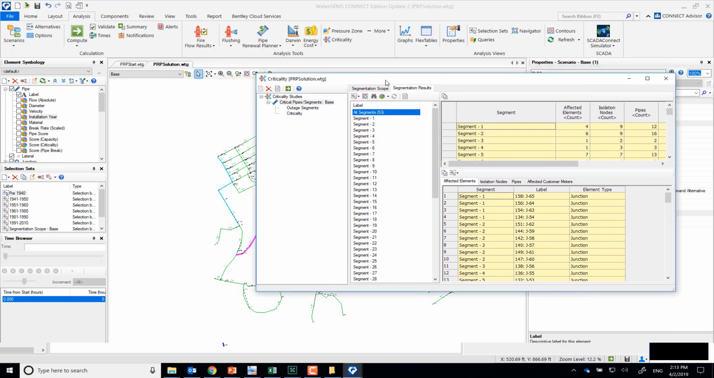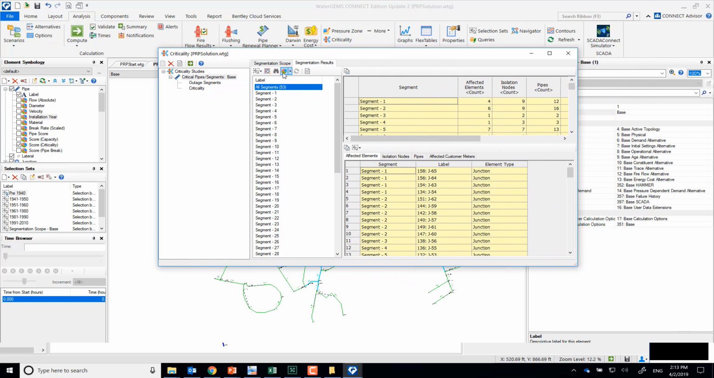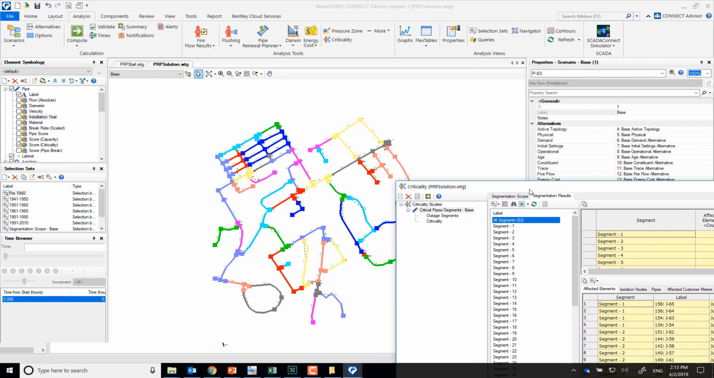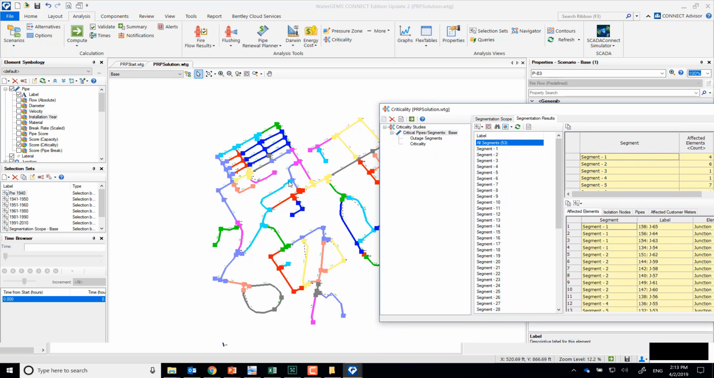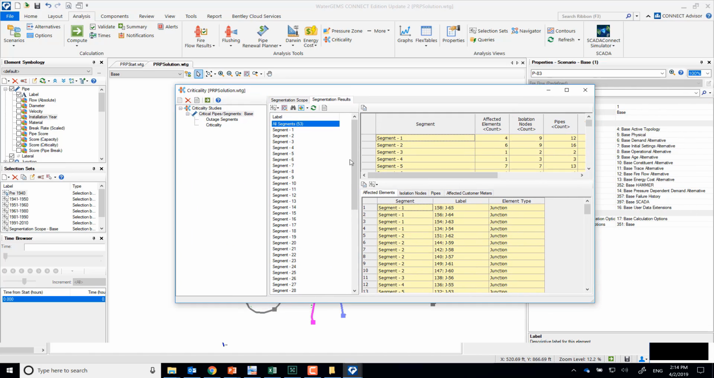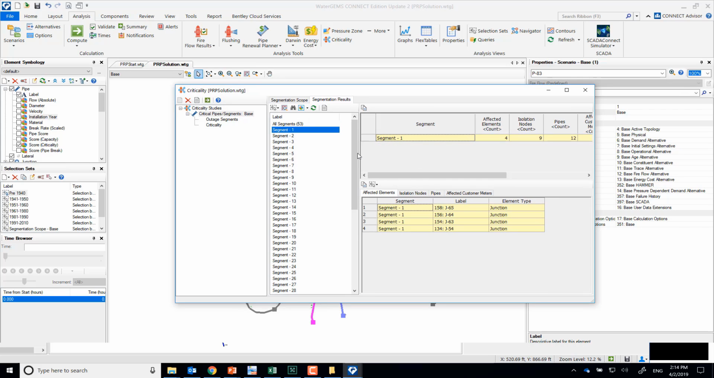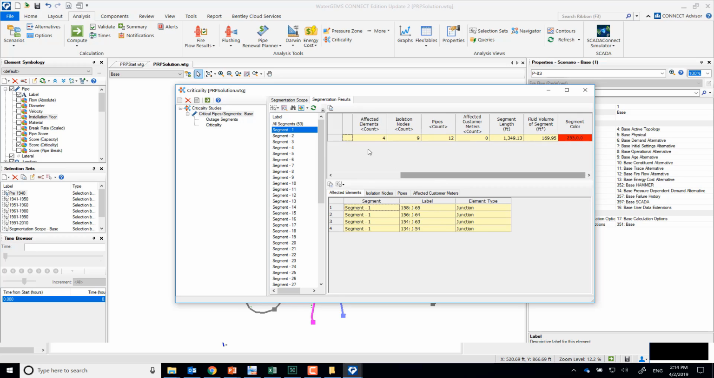So we said there was, these are all the possible segments. And remember, the way WaterGEMS figures this out is by looking at the isolation valves that are on our model. Okay, and so for each segment, we had information. How big of a segment would it be? How many elements get affected? How many isolation nodes do I need to operate in order to create that segment?